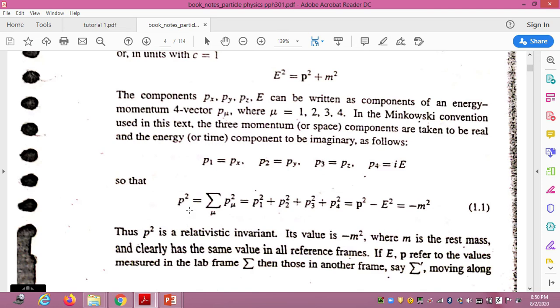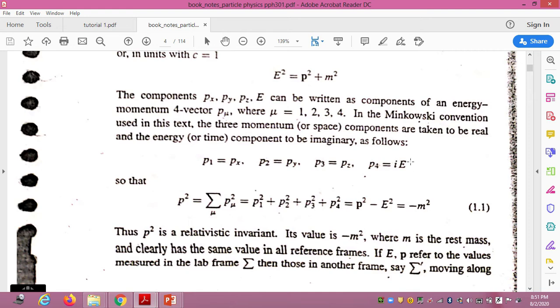Okay, so here you can see that once we square it, that means P square, this is nothing but the 4 vector square. P square is equal to p mu square, where we are summing over mu. So that means p mu square will be p1 square plus p2 square plus p3 square plus p4 square. And since in the Minkowski convention we have defined p1, p2, p3, p4 like this, you can simply put them together and you will get something like p square, which is the 3 vector. Okay, we are talking about 1, 2, and 3. It is the 3 vector part.